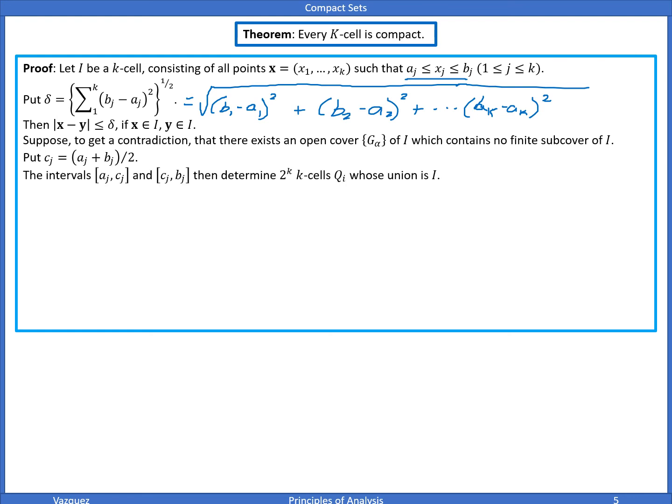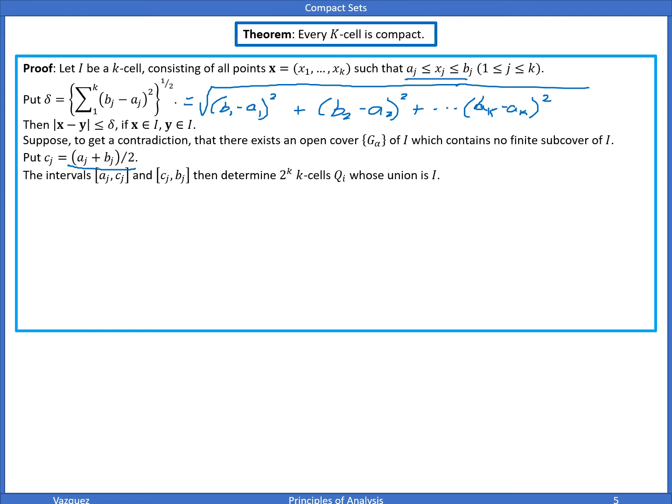What is that going to do? That's going to split the intervals A sub j to C sub j and C sub j to B sub j, just split the interval A sub j to B sub j in half. As it shows here.